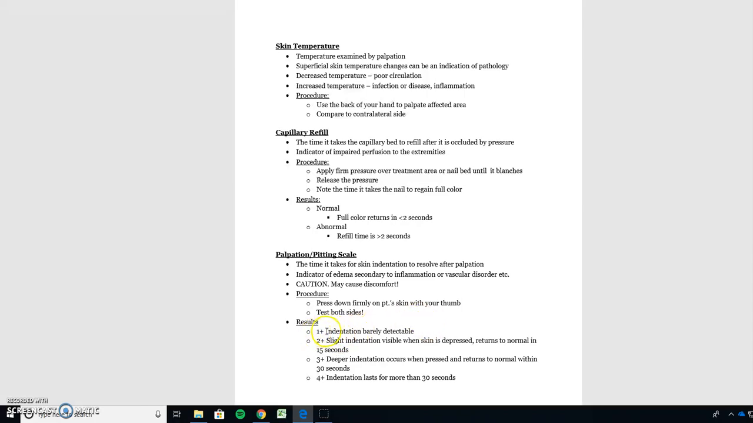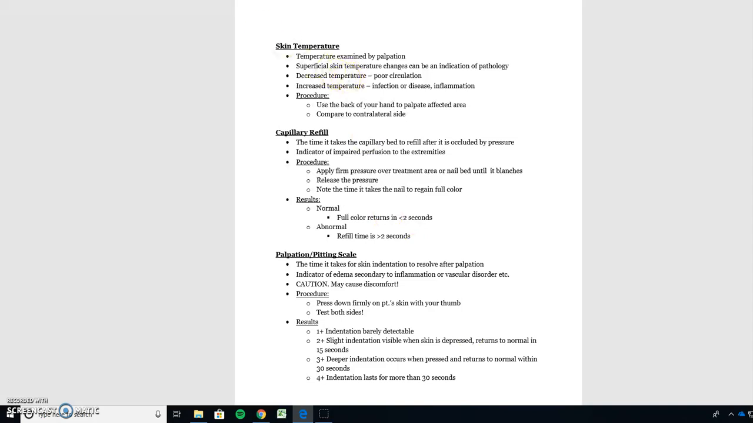So we're going to grade this as a 1+ if the indentation is barely detectable, a 2+ if the slight indentation is visible when the skin is depressed but returns to normal within 15 seconds. We give it a 3+ if it takes 30 seconds, and a 4+ if it takes more than 30 seconds. Okay, that will not be part of our testing, but it's something that I think is important for you to learn and understand.